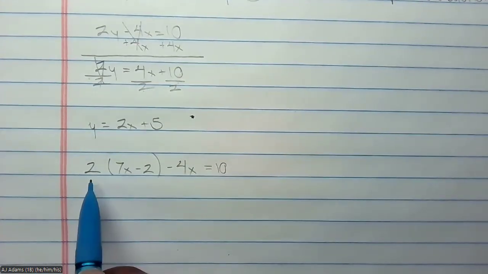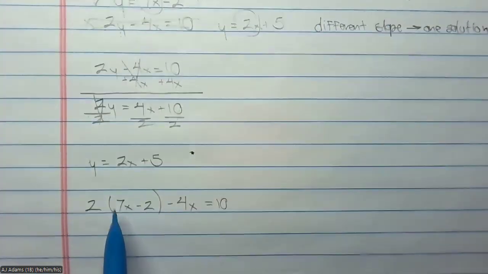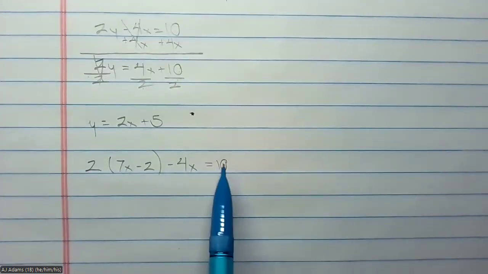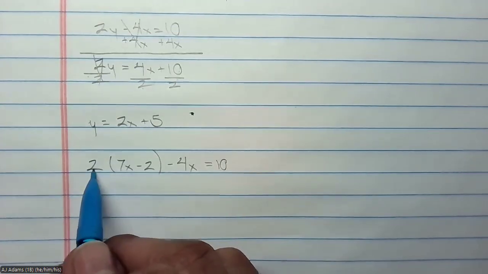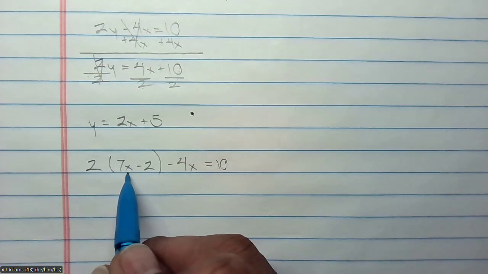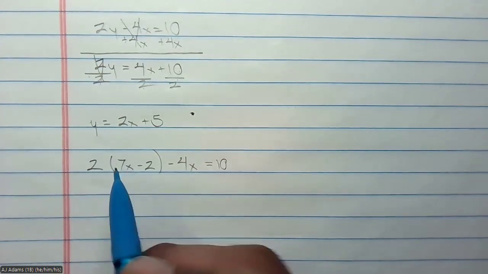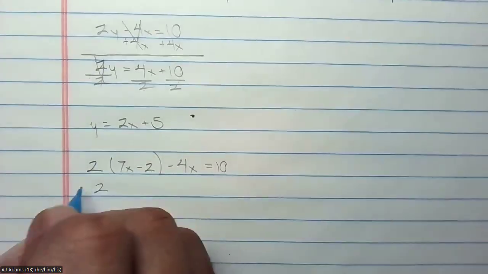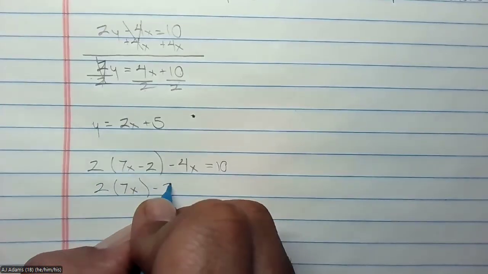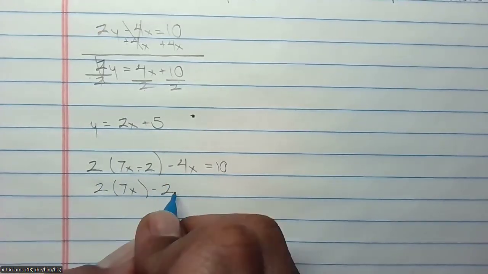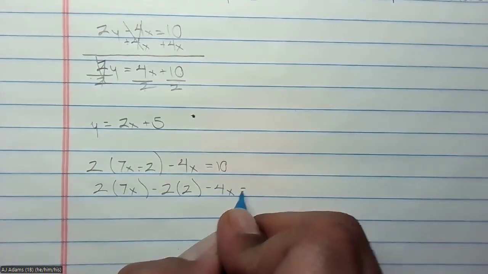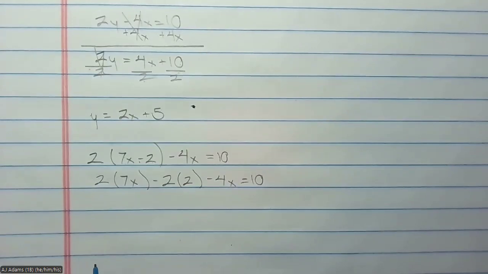And now that we have the equation rewritten with y substituted with this expression, we can go ahead and evaluate this equation. The 2 on the outside of this expression means that we're going to apply the distributive property. So I'll just rewrite it so it's a little bit easier to understand. We have 2 times 7x minus, and the minus sign comes from right there, 2 times 2, minus 4x equals 10. So now we can evaluate and simplify.